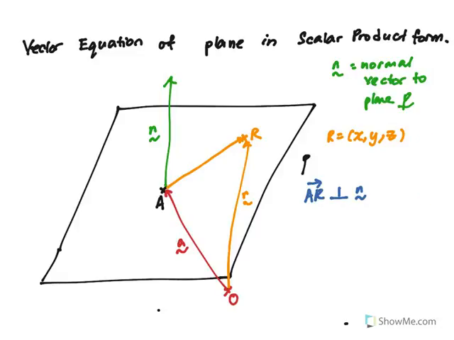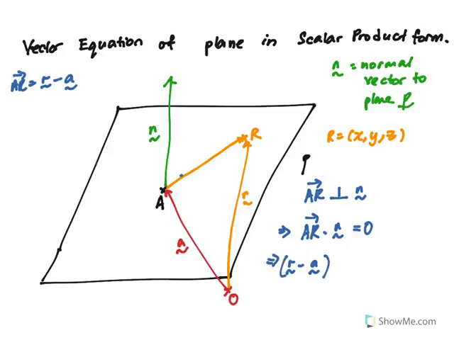Since it's perpendicular to n, the next thing we can do is assume that AR dot product with n will give us 0. And how do we express AR? We can simply write AR as OR minus OA. The position vector of R is R here, and of A is A. So very simply, this is just (R minus A) dot product with n, which will give us 0.